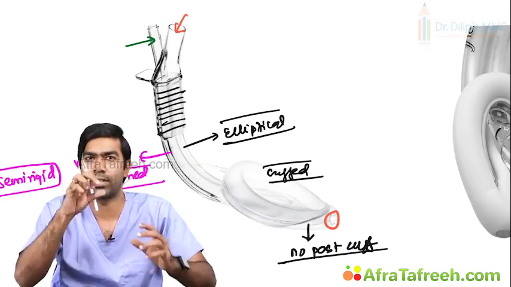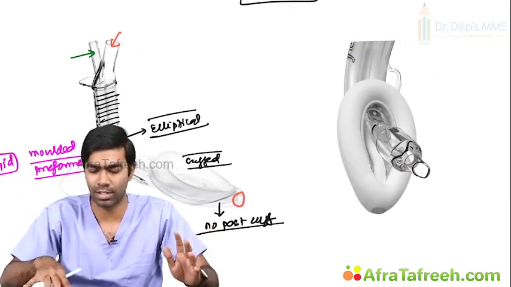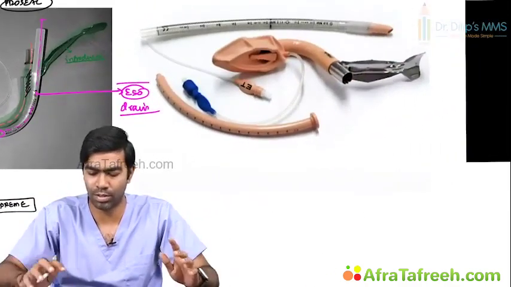So the patient cannot bite. There will be an integrated bite block. And in any second and third generation LMA, you can see this bite block. So that's not an important thing here.